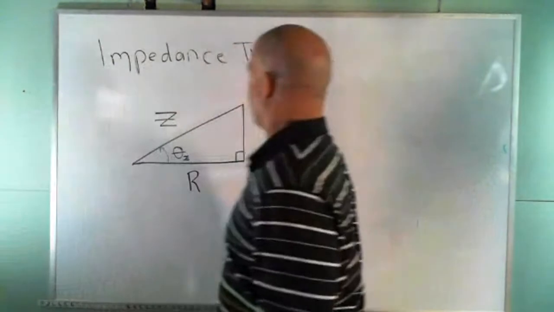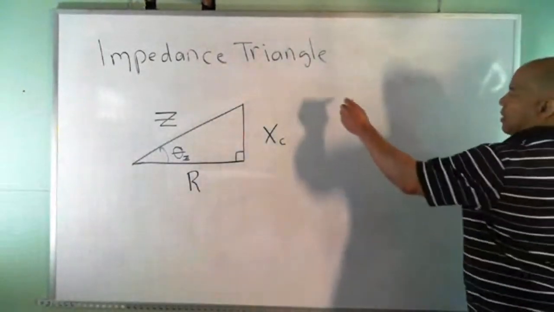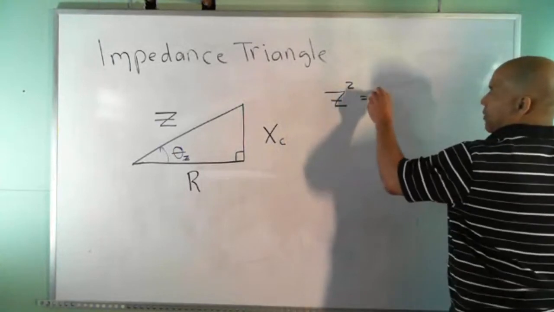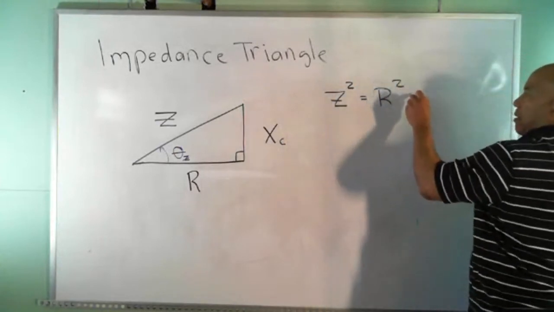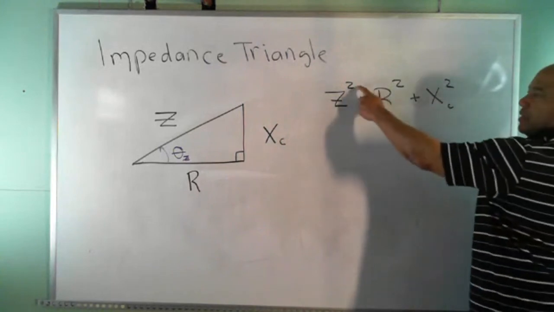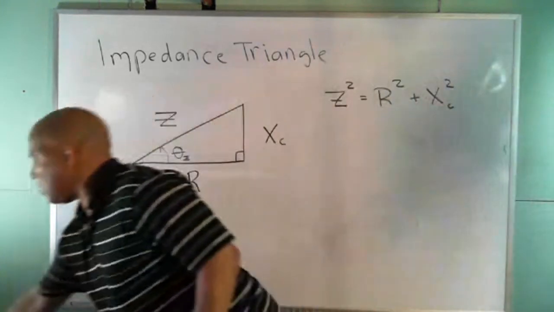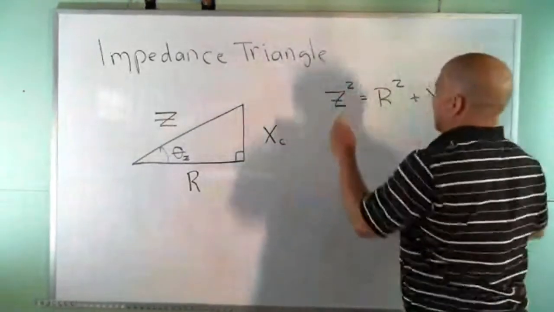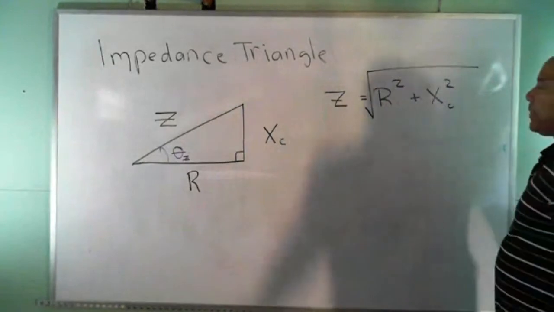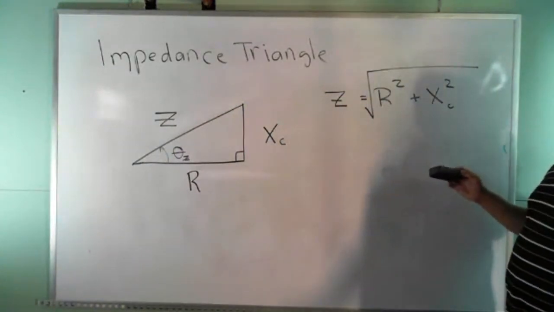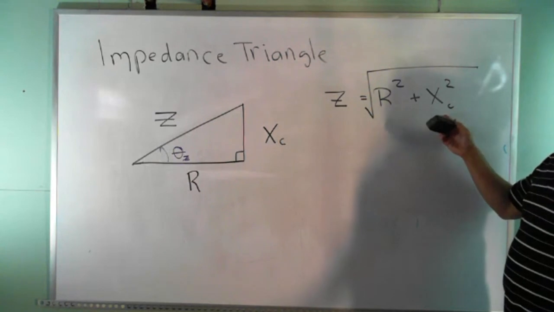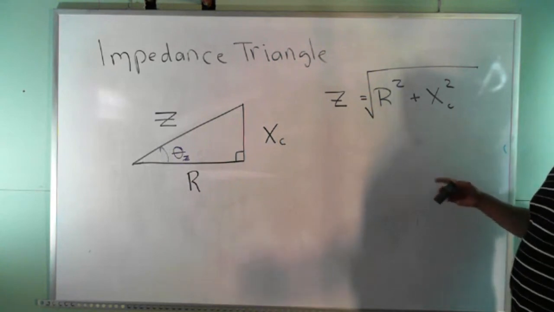So, just like before, where we have the Pythagorean theorem, I will write Z squared is equal to R squared plus XC squared. And usually we want Z, the impedance. So what I would do is take the square root of both sides, and I end up with this relationship. So when I want to calculate impedance, if I have resistance and reactance together like in series, that's how I would do it.